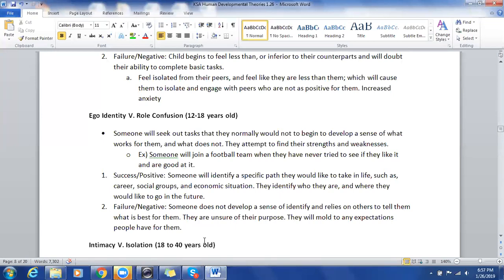And this is where they'll identify who they are and where they'd like to go in the future. Meaning, I want to be a social worker that does substance use services with this specific population for this long. And this is what I would like to do. Very specific mapped out goals.